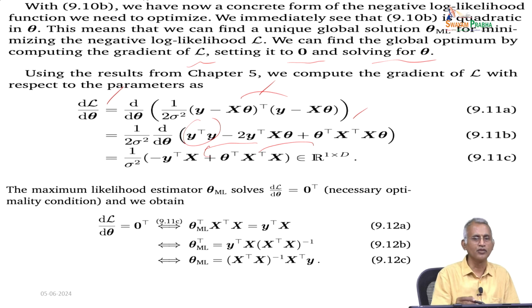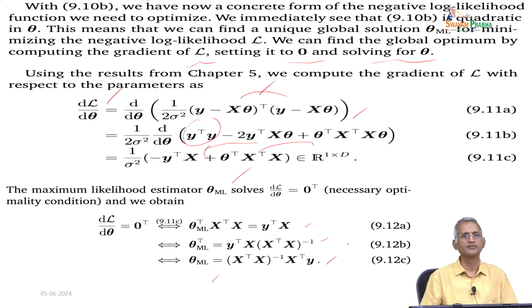So, the maximum likelihood estimate theta ML solves dL by d theta equal to 0 transpose as a necessary condition for the optimum. Therefore, this is equivalent to 0 if and only if equation 9.11c equals 0. Therefore, theta ML transpose x transpose x equals y transpose x. Therefore, theta ML transpose equals y transpose x into (x transpose x) whole inverse. Therefore, theta ML equals (x transpose x) whole inverse into x transpose y.